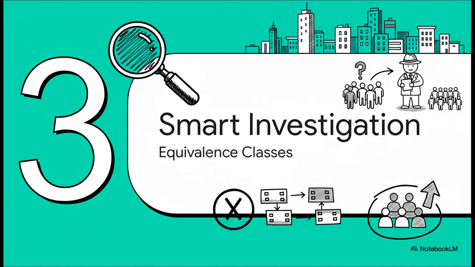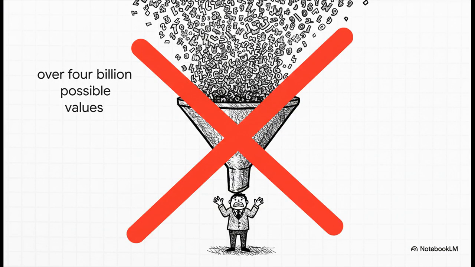Okay, so a detective isn't going to interview every person in an entire city, right? That would be crazy. It's the same for us. We can't test every single possible input. We need a smarter way to investigate, a way to narrow down the field. Just think about it. Imagine you have a simple function that just takes an integer. A standard integer can have over 4 billion possible values.